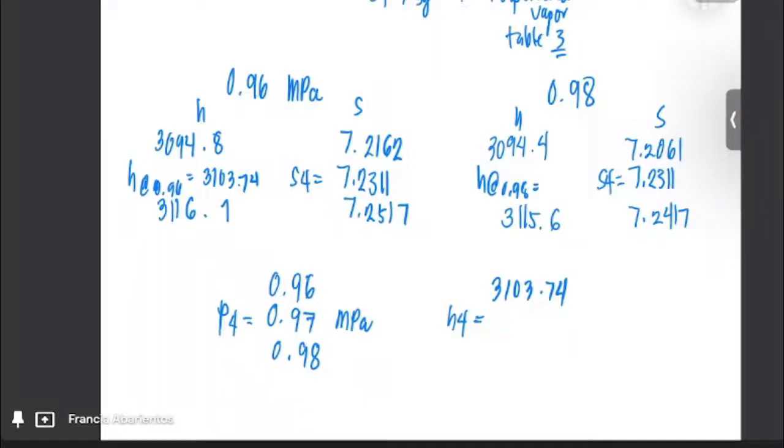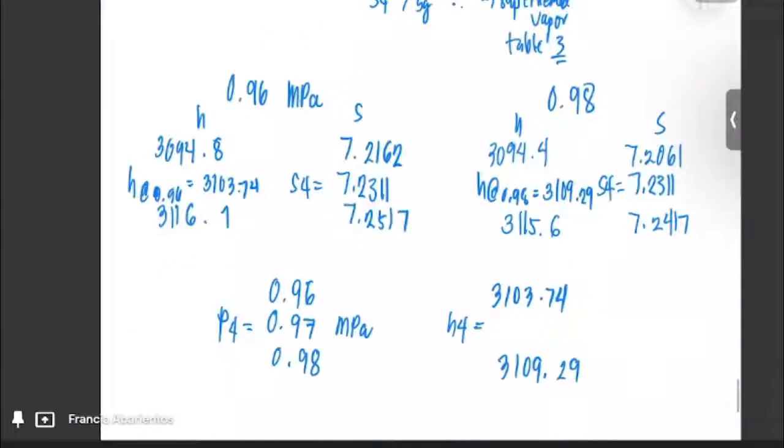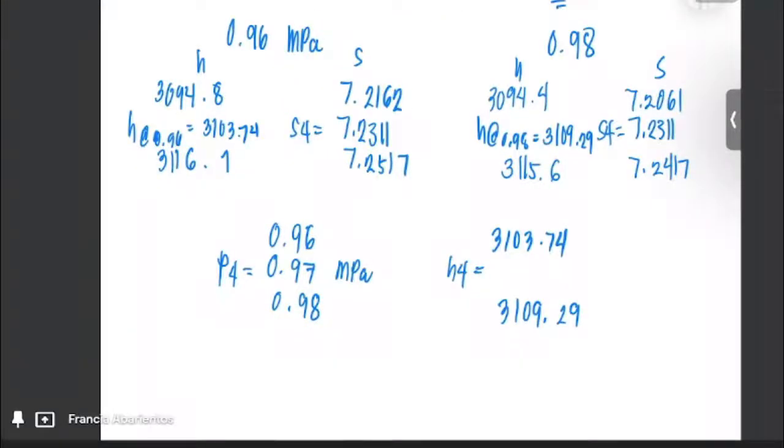Ano yung sagot ng iba? This is now 109.29. Okay, that is correct. Now, we will now interpolate the H4 using these values. Pero, ang pressure na natin is 0.97. I mean, gagamitin na natin mag-interpolate is the 0.97. Ayan, 3103.